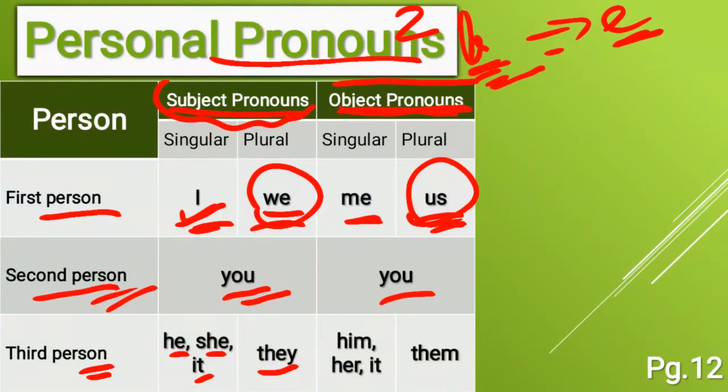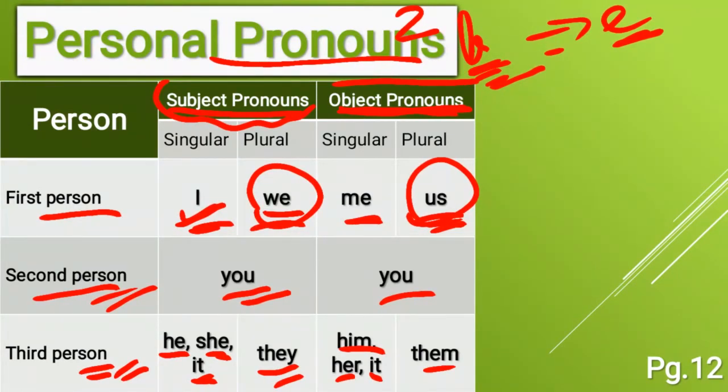That is you. You can write in the beginning and the end as well. Okay, children. And then come to the third person. He, him. That is object. She, her. It. The same thing like you. Okay, children. And then they, them.